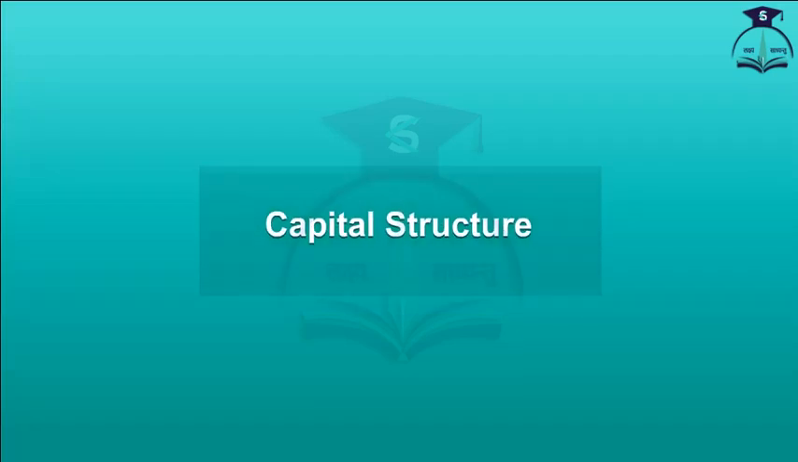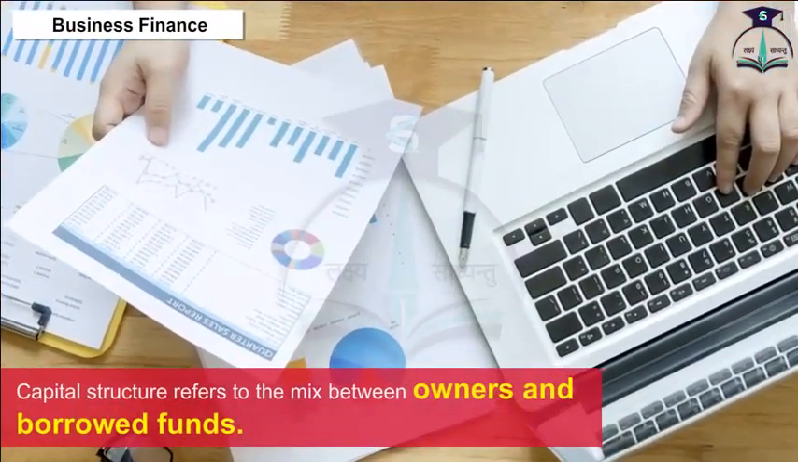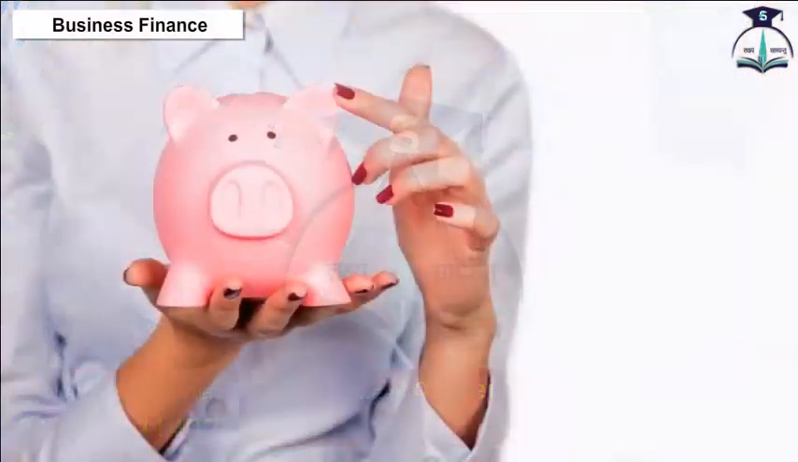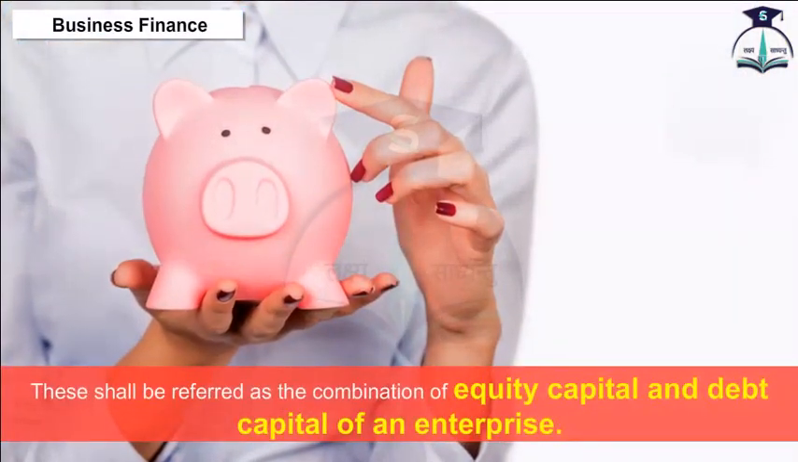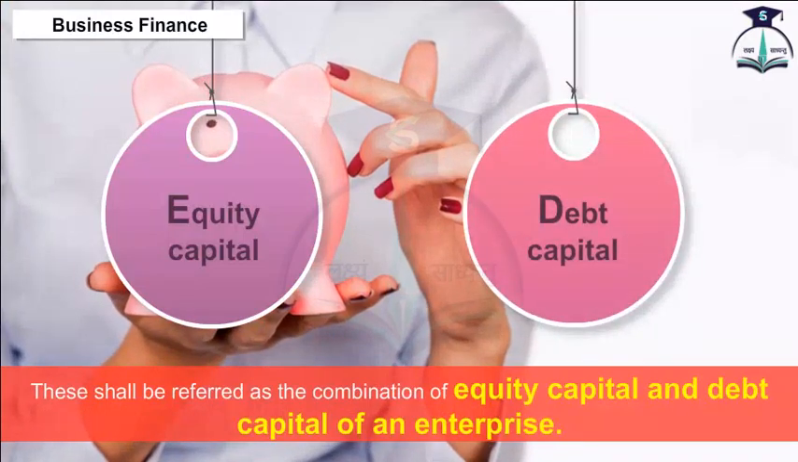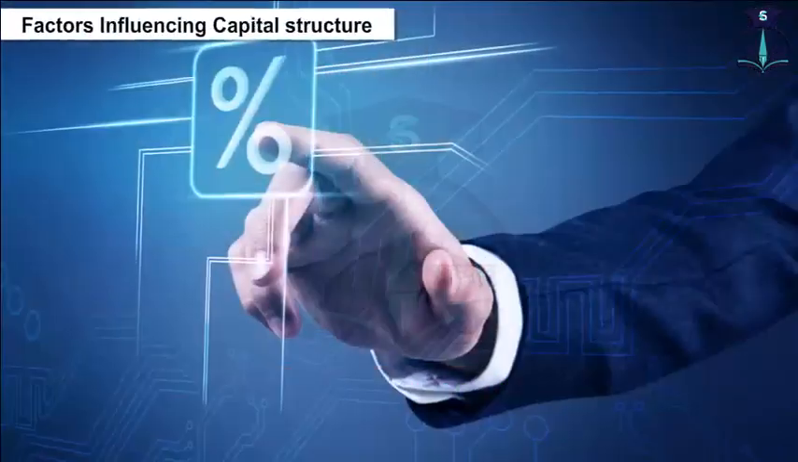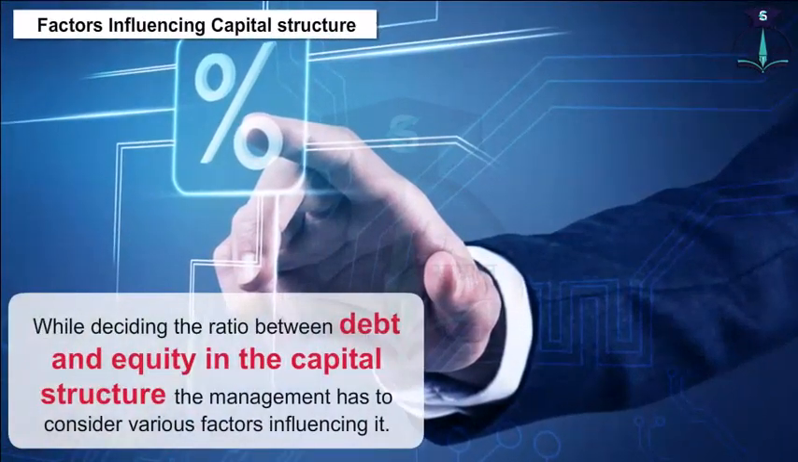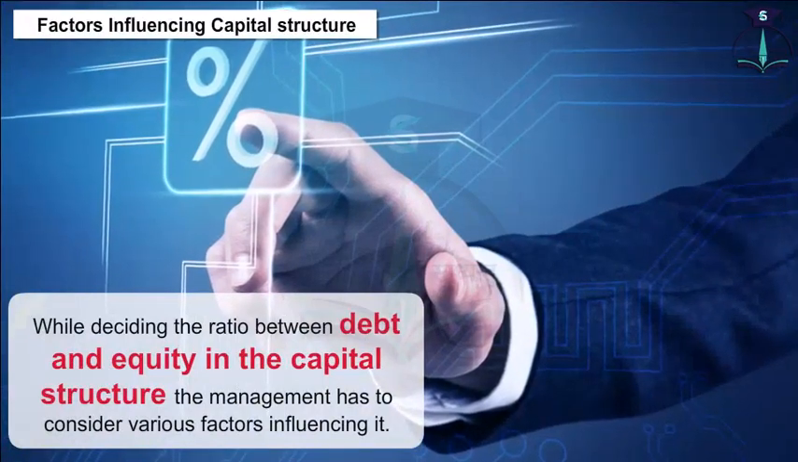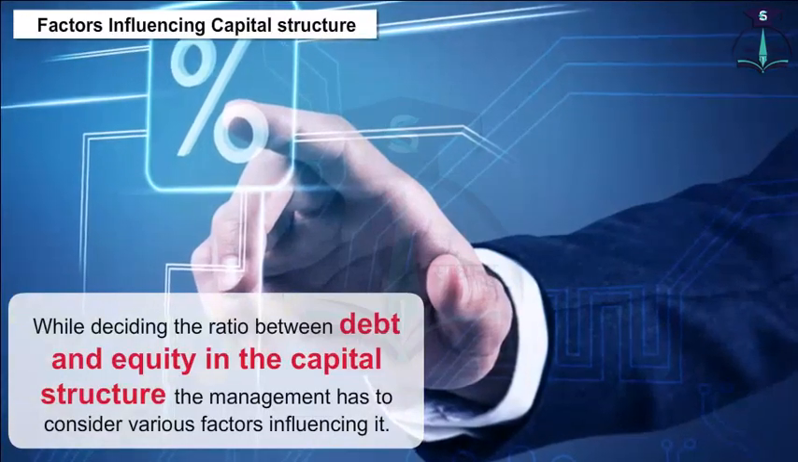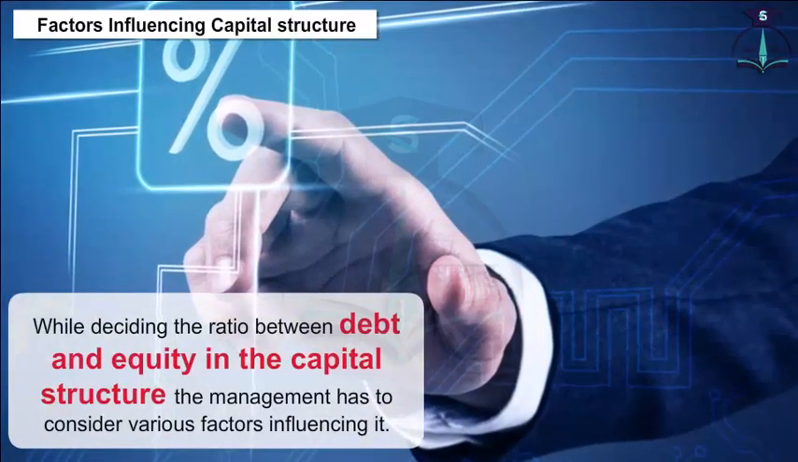Capital structure. Capital structure refers to the mix between owners and borrowed funds. These shall be referred to as the combination of equity capital and debt capital of an enterprise. Factors influencing capital structure. While deciding the ratio between debt and equity in the capital structure, the management has to consider various factors influencing it.